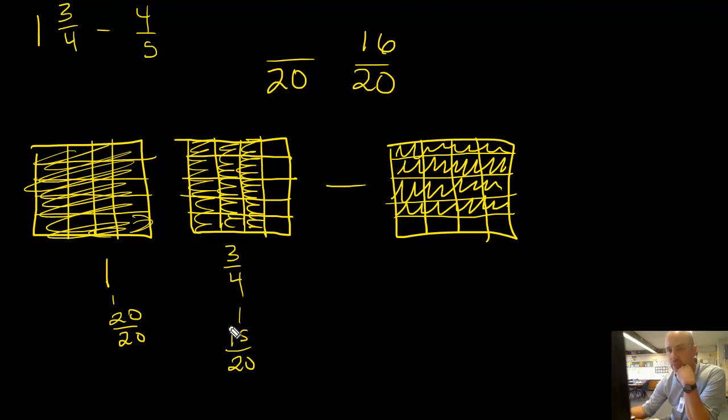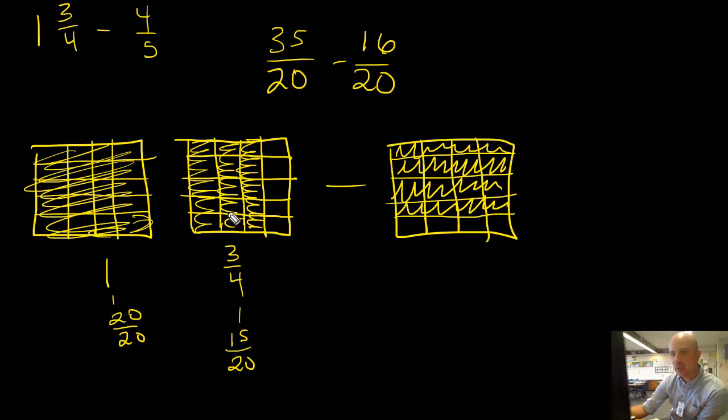And I know that if I combine these up to find out how many total 20ths I have here, I'm going to have 20 and 15, which would be 35 20ths. And that's how many I'm going to have that this is broken down into. And so now I can subtract my 35. I can take away 16. I can find my difference between these two.